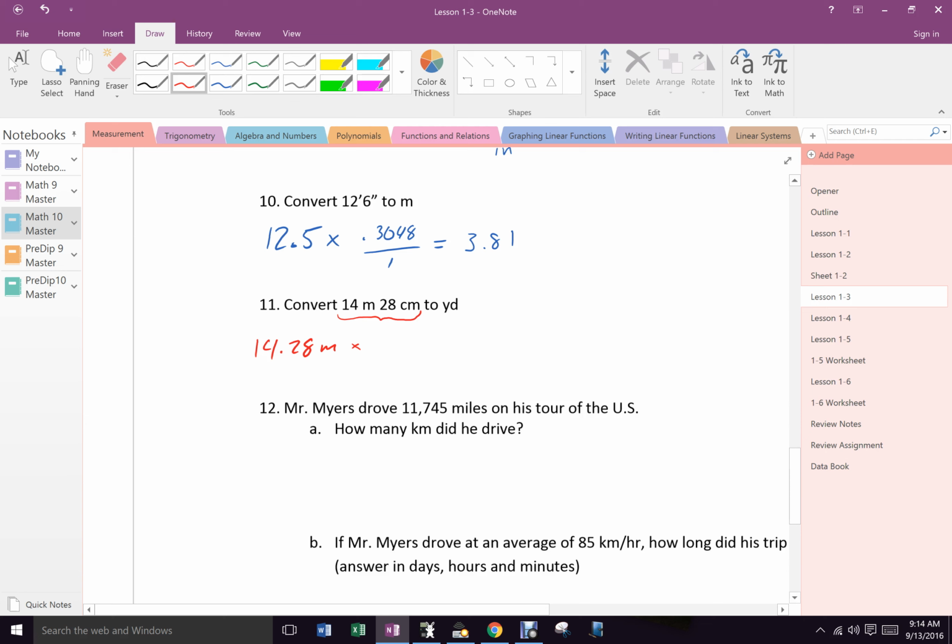Right? I want yards, so 1 yard is 0.9144 meters. So that's a division spot, right? 15.62. You guys should have noticed a little bit by now, 2 decimal places is more than enough.